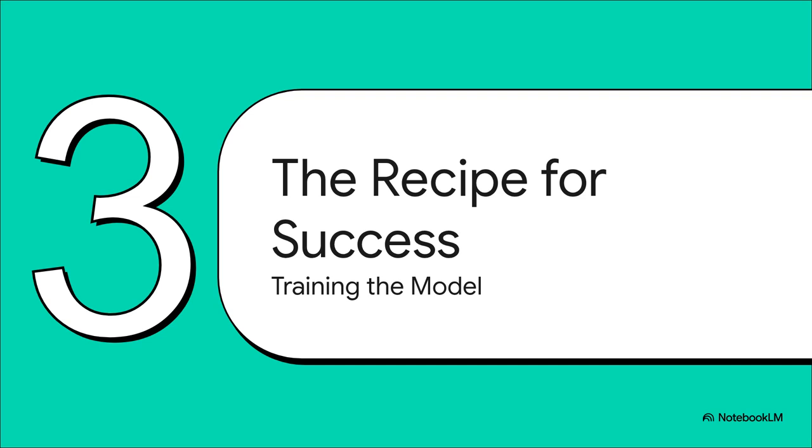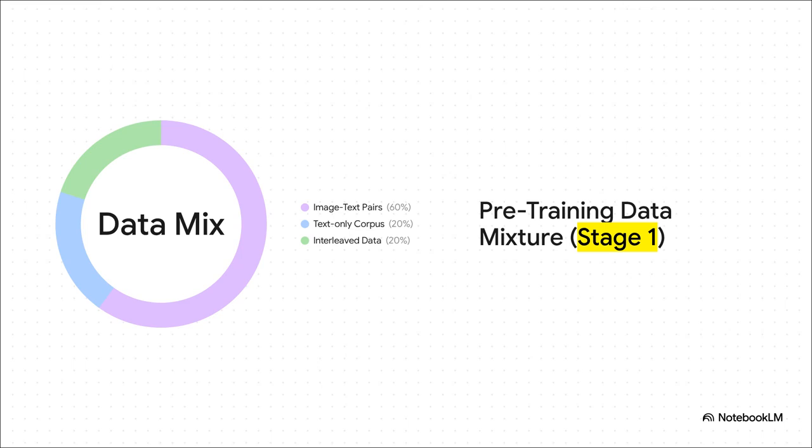All right, so you've got this new architecture, but how do you actually train a model to think like this? Well, you start by feeding it a really diverse diet. In its first training stage, this model crunched through over 1 trillion tokens of data. Most of that, 60%, was high-quality image and text pairs. But to give it a well-rounded education, it also studied text-only books and articles, and even things like video frames to get a better feel for how things flow in a sequence.